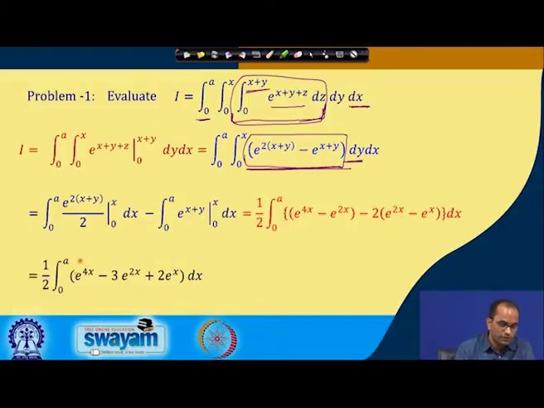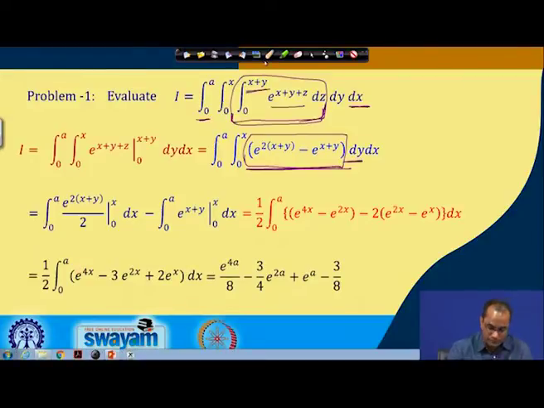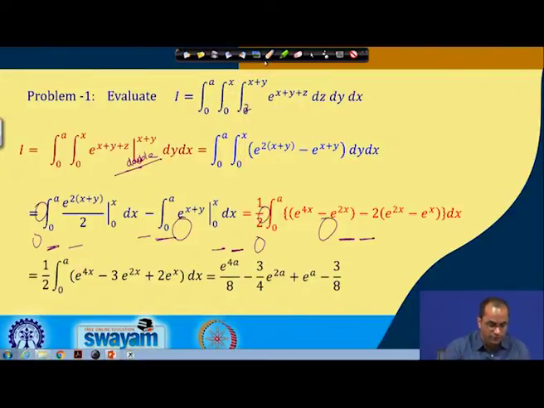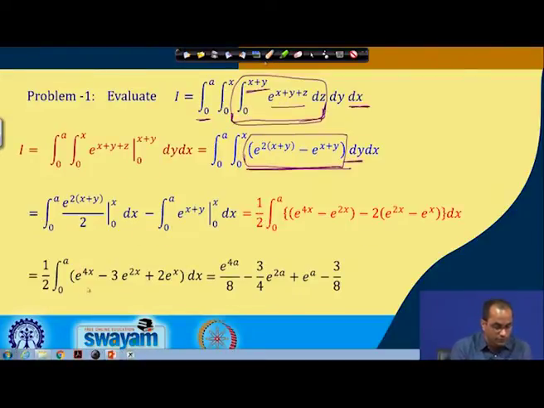This is again very simple to integrate. Let me just evaluate a little bit. Here we have e power 4 x, so this integral will give e power 4 x over 4.